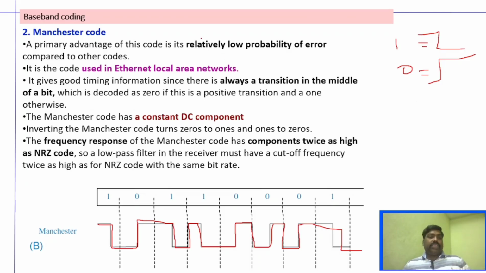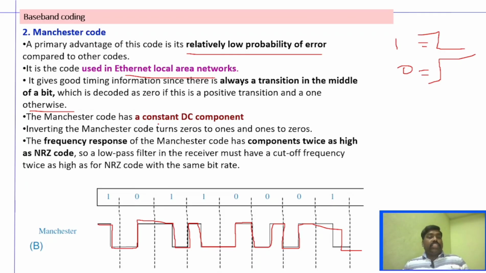Coming to features, it has a relatively low probability of error compared to others, and it is used in Ethernet local area networks. It has good timing information. There is always a transition in the middle of a bit, which is decoded as 0 if there is a positive transition, and 1 otherwise.